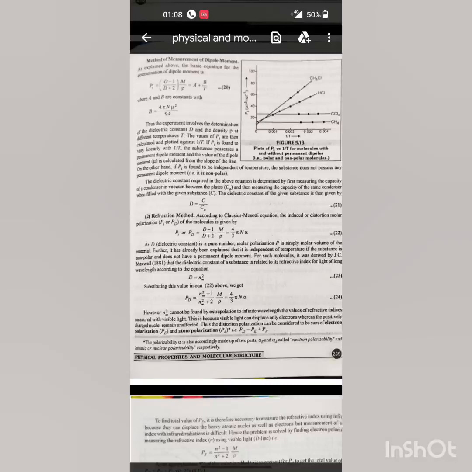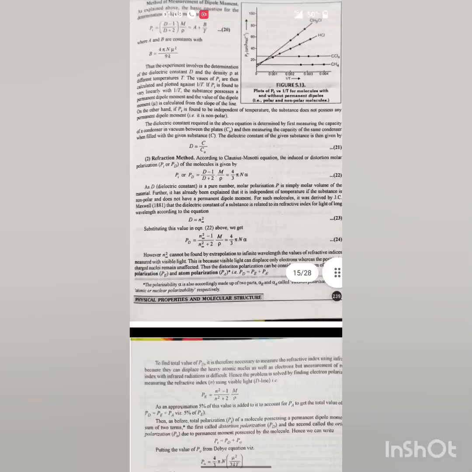If Pt is found to vary linearly with 1 by T, the substance possesses a permanent dipole moment and the value of dipole moment mu is calculated from the slope of the line. On the other hand, if Pt is found to be independent of temperature, the substance does not possess any permanent dipole moment, that is, it is non-polar.